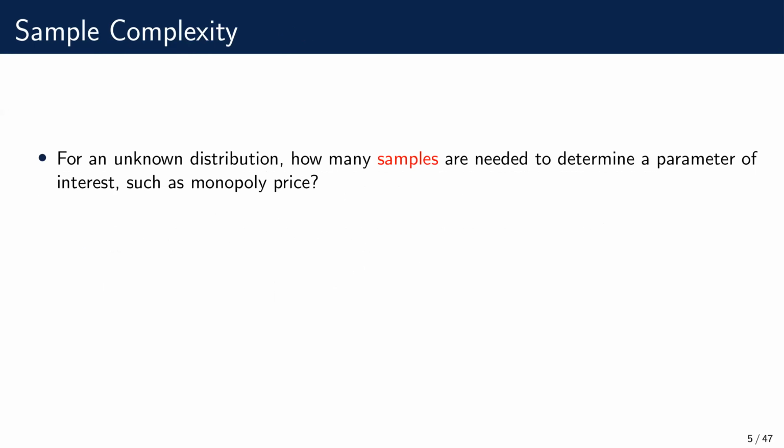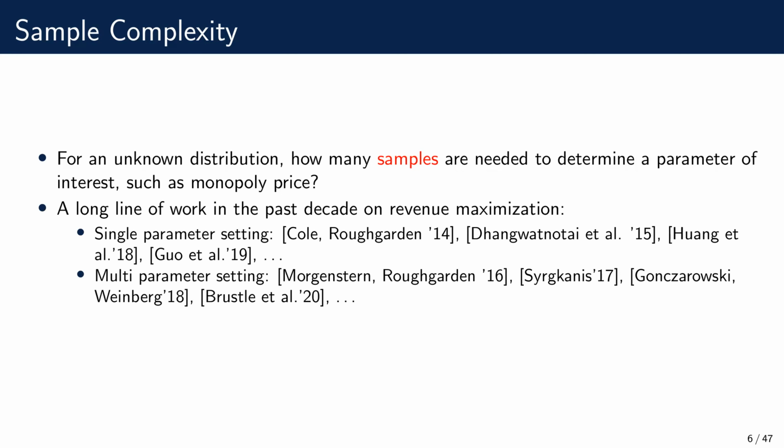One important question to ask in this particular sample setting is the following. For an unknown distribution, how many samples are needed to determine a parameter of interest, such as the optimal multiplier reserve price for a single buyer problem? There has been a long line of work in the past decade on the revenue maximization problem, both in the single parameter setting, where the seller has one item to sell, and in the multi-parameter setting, where the seller sells multiple items.